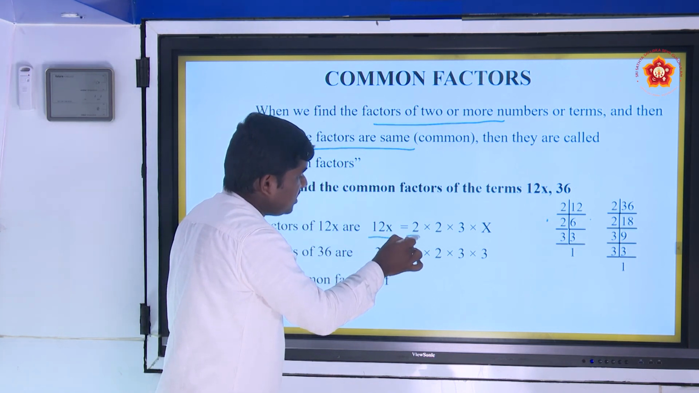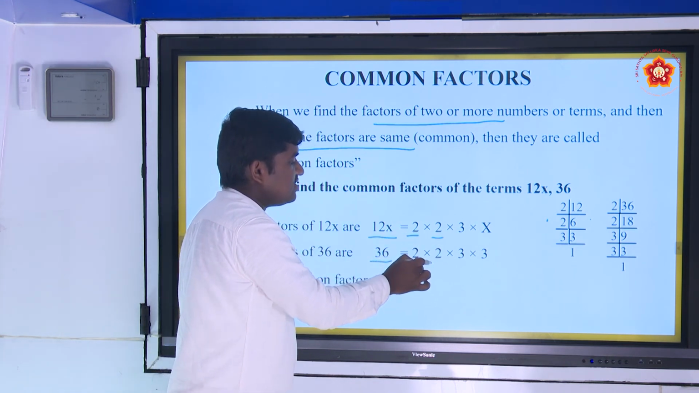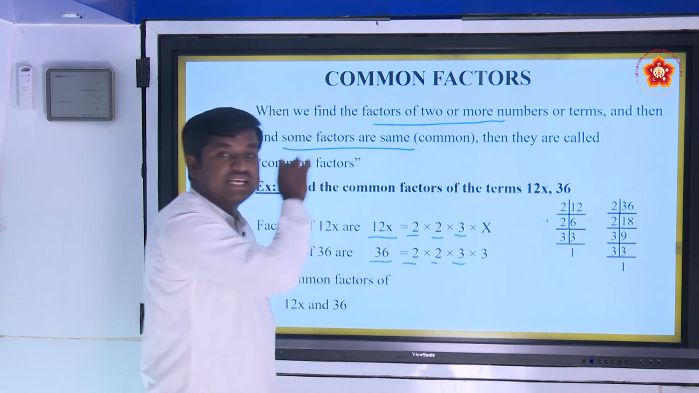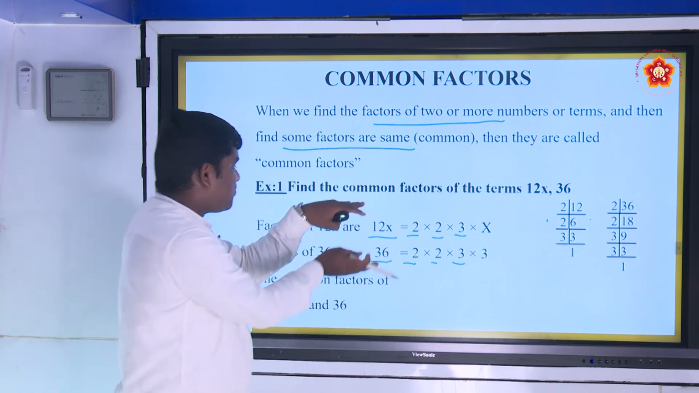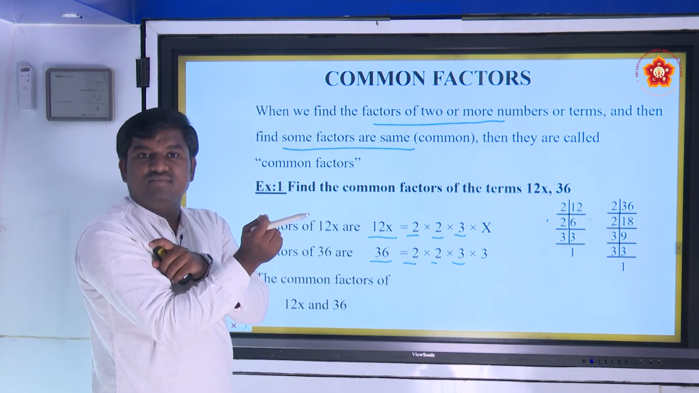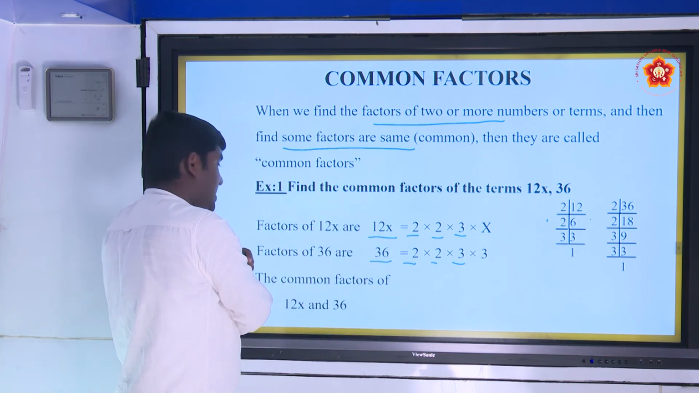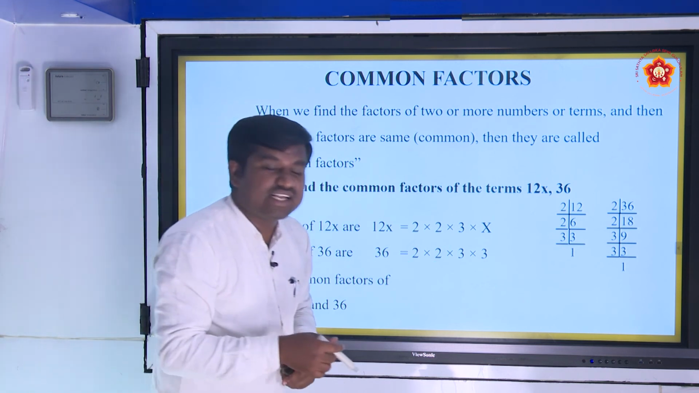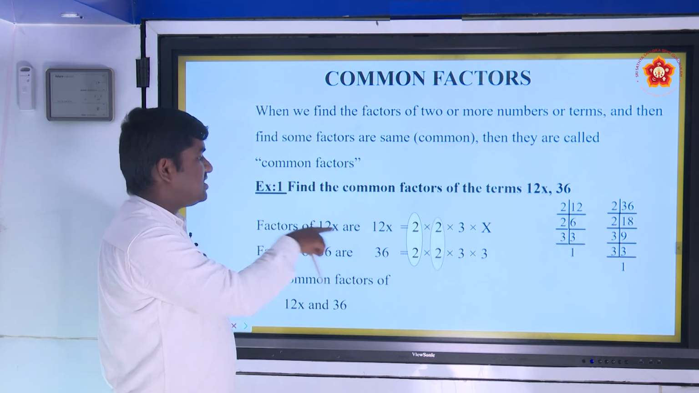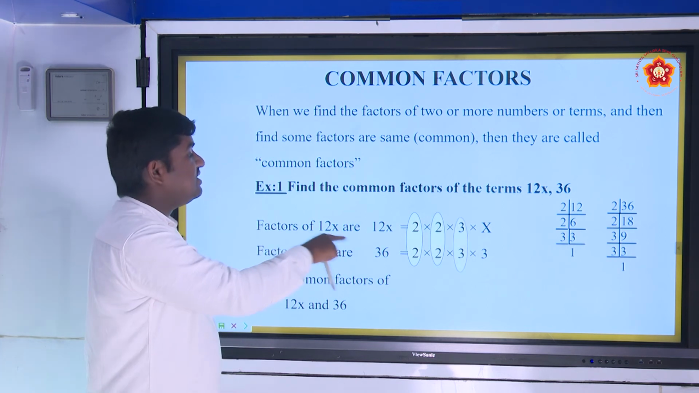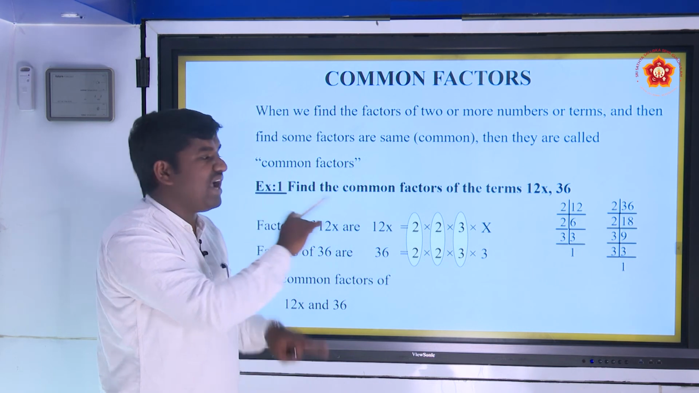Here 2, here also 2; here 2, here also 2; here 3, here also 3. These factors are the same in 12x and 36. So these are called common factors. See here, those 2 and 2 are the same. Next, those 2 are the same. Next, those 3 are the same factors.